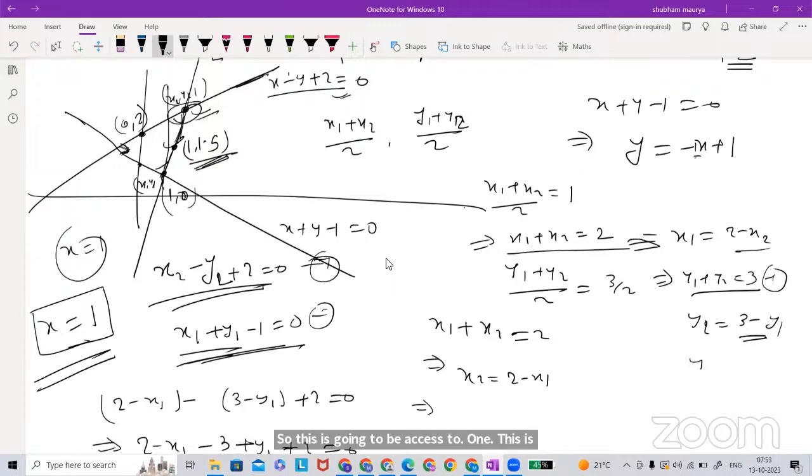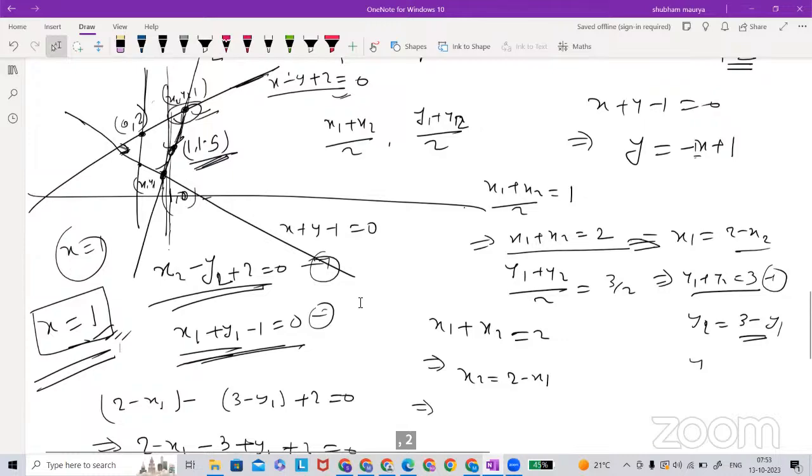This is the line without calculating the slope, because this is (1, 0) and this is (1, 1.5). So this line is exactly perpendicular to the x axis. That means this line is exactly parallel to the y axis. The line is going to be x is equal to 1. Or you can use the two-point form or whatever slope form to calculate this.